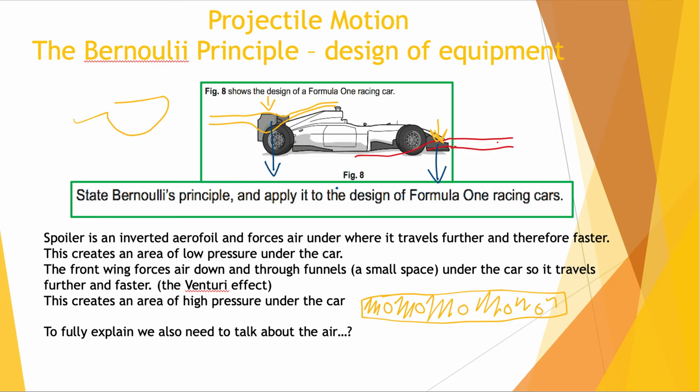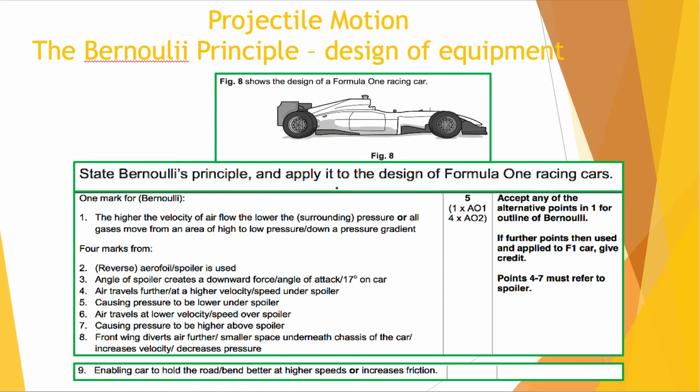Now, this is actually a past exam question. So this was the recognised mark scheme for this. State Bernoulli's principle and apply it to the design of a Formula One car. It was 5 marks. So obviously state the Bernoulli principle is an AO1 mark. Application of that knowledge, AO2 mark, 4 marks available. So state the Bernoulli principle.